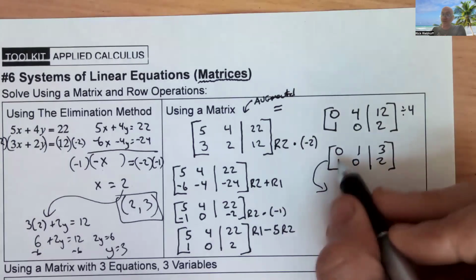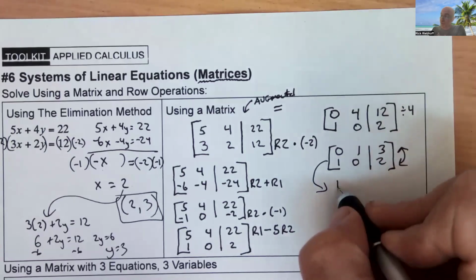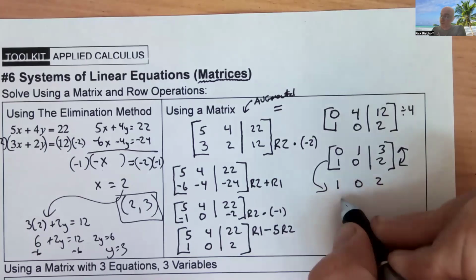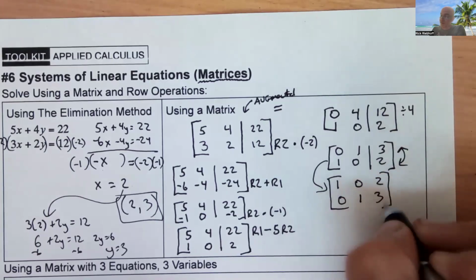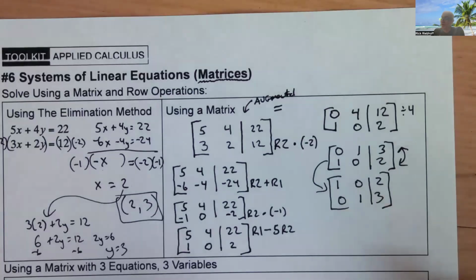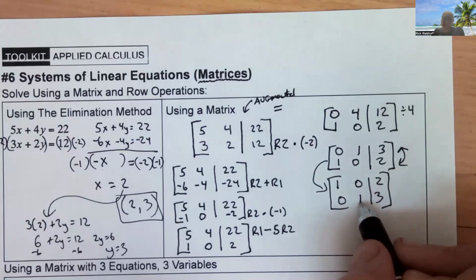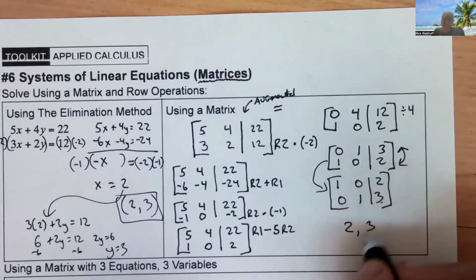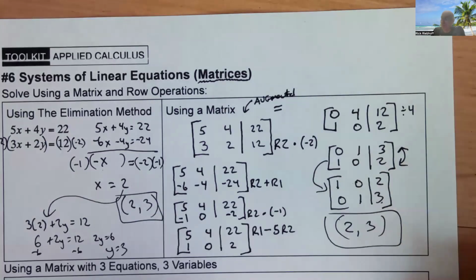Some teachers might want you to flip the two rows. So you could do something like this. 1, 0, 2, 0, 1, 3. They like that. It puts it in kind of a nicer order. Your calculator will put it in this nice order for you. But basically this means this: x is equal to 2, y is equal to 3, 2 comma 3, which is exactly what we got before here, which it should be the same, right?